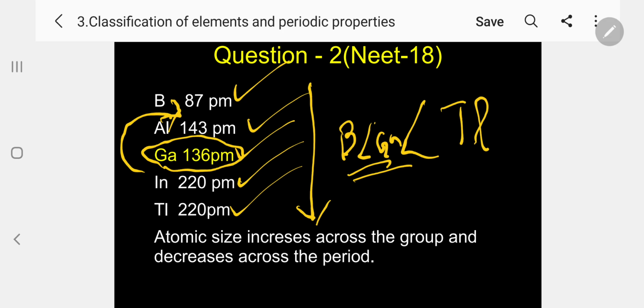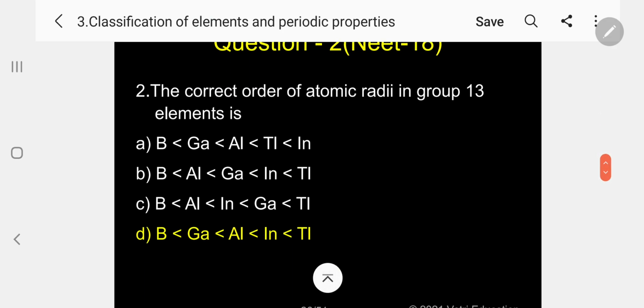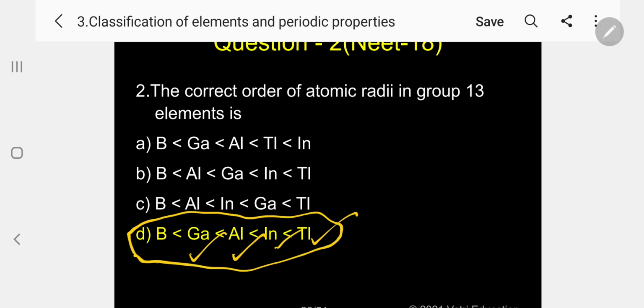So gallium is the exceptional case. Just see now the answer, where it is. So thallium is number 1, indium. So kindly follow, aluminium, gallium, it is exchanging the position. So this is the correct answer. So what are they expecting? You are expecting boron, aluminium, gallium, indium, thallium, the normal order. No, the order is changed. Instead of gallium coming after aluminium, it is coming before. So that's why this question is asked, exceptional case.